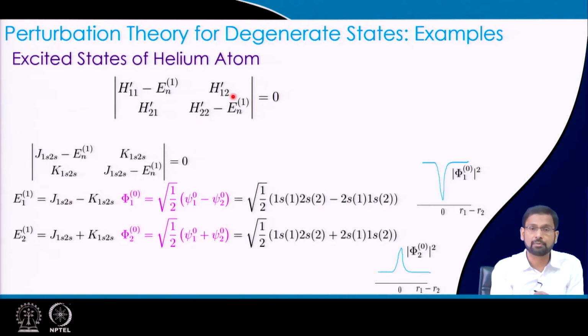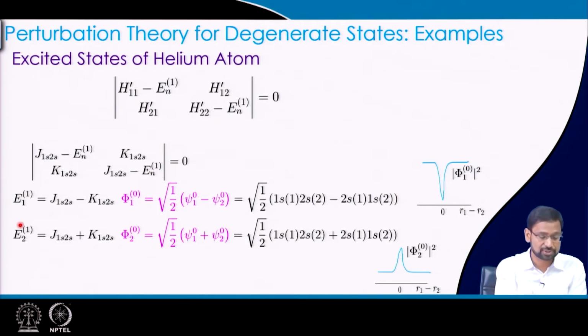So, the problem at hand became a somewhat simpler problem, a 2 by 2 problem, where the matrix elements H prime 1 1 or H prime 1 2 we evaluated as the Coulomb integral, that is J 1s 2s, or the exchange integral, that is K 1s 2s, where this is a Coulomb or exchange interaction between the electron of 1s orbital and the electron of 2s orbital. When we solved this equation, we obtained 2 different energy values. They were the first order energy corrections to E1 and E2, which are 2 degenerate states in the unperturbed system.